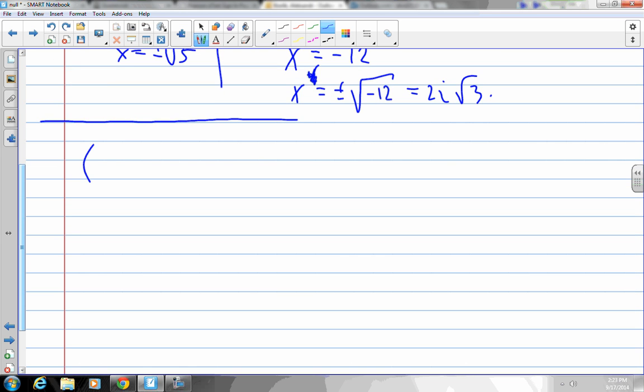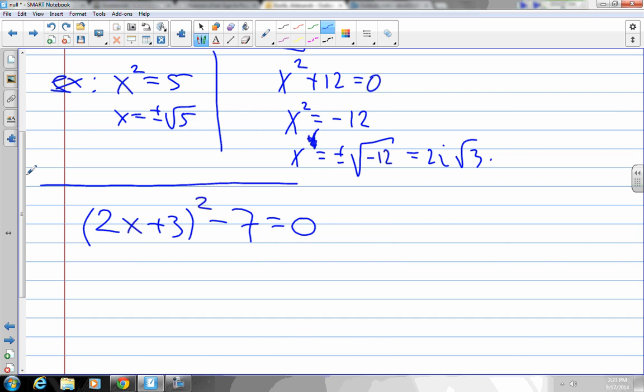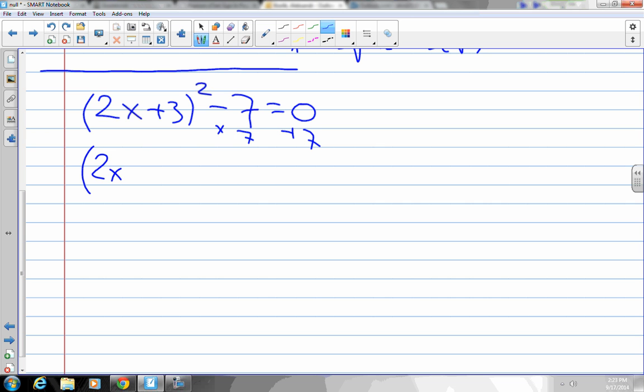How about this fun equation? 2x plus 3 squared minus 7 equals 0. Can I still use the same logic? Can I get it to be one big square equals a constant? Yeah, I can still follow the same pattern. I can add 7 to both sides. I can get it to be 2x plus 3 squared equals 7. Right?